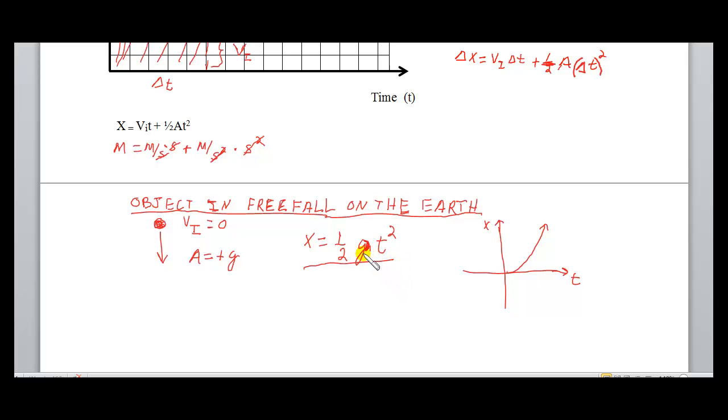And notice what kind of equation this is. This is a quadratic equation. There's a squared term here. And indeed, you know that the graph of a quadratic equation is a parabola. Indeed, this is the graph of the displacement of this falling object. It is parabolic. Well, actually, it's half a parabola. We don't see the other half over here simply because there's no negative time. So really, it's half of a parabola. And that is what it looks like in terms of the displacement for an object in free fall on the Earth.